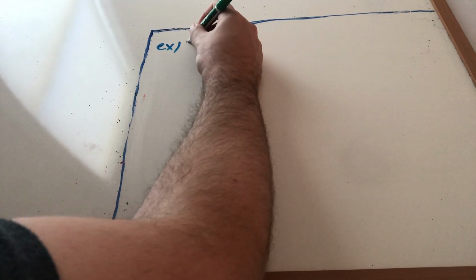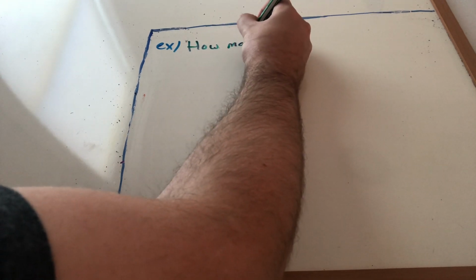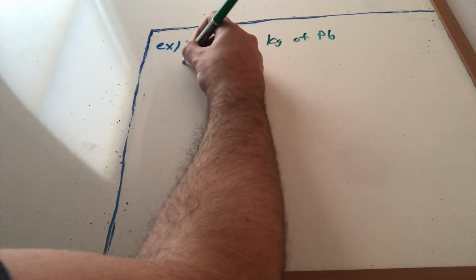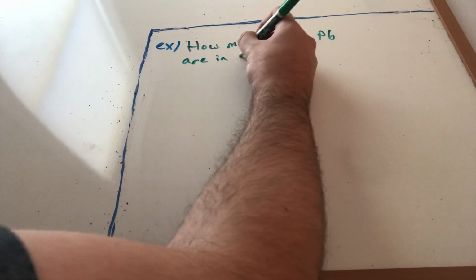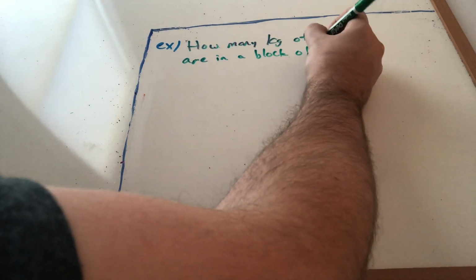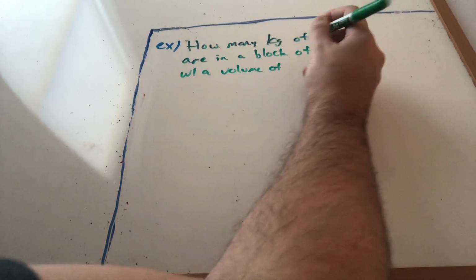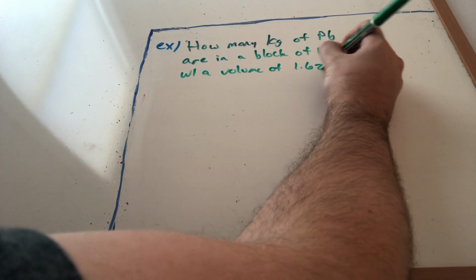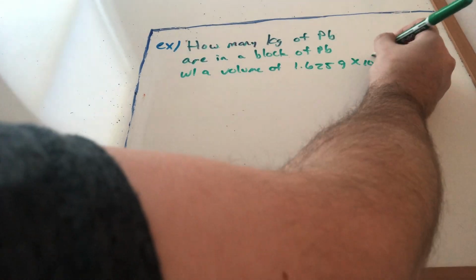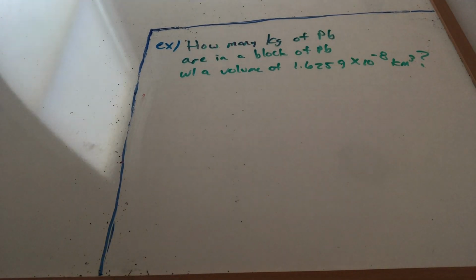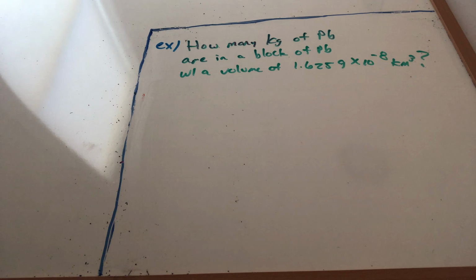All right. So now, how many kilograms of lead are in a block of lead with a volume of 1.6259 times 10 to the minus 8 kilometers cubed. Okay, so like I said, maybe pause this, think about how you would set it up, see where you get stuck, and then we're going to go through this step by step.